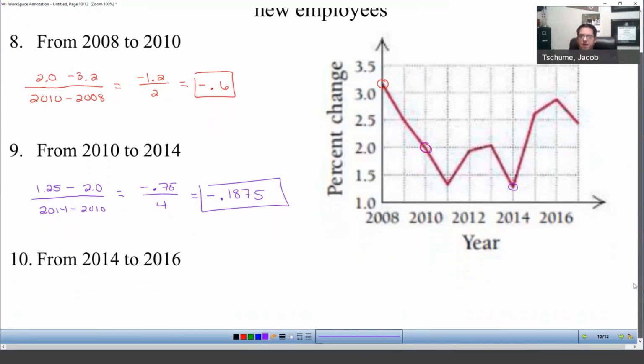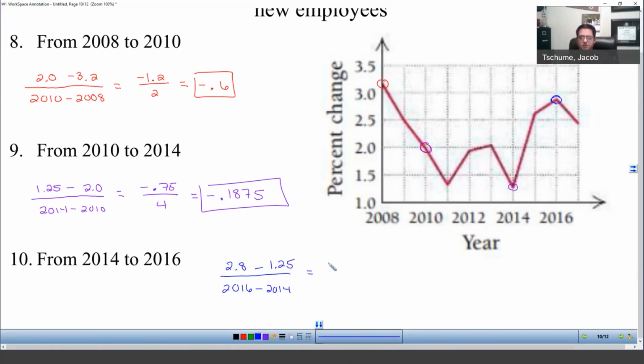All right, and then to show you how an increase would look, what about 2014 to 2016? Well, on the bottom, you would subtract your years. So 2016 to 2014. 2016 is way up here. So in 2016, you had about, I would say, a 2.8%. Minus the 2014, we used the 1.25, so I'll use that again.